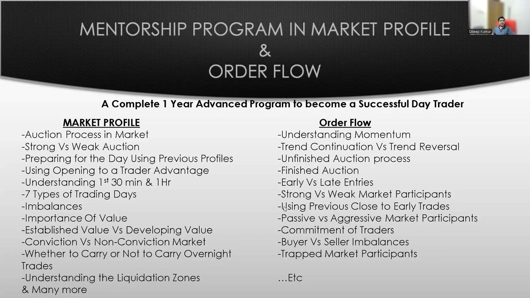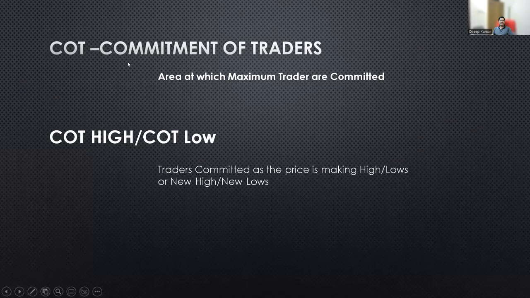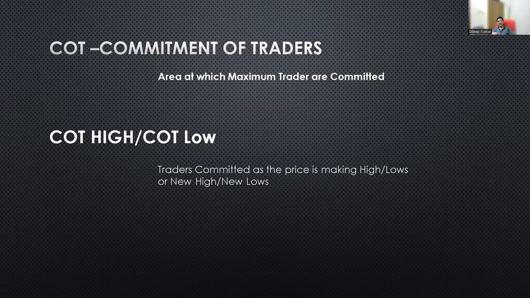So now going into the subject, what is COT? COT is nothing but the commitment of traders. It is the area at which maximum traders are committed. Let's say, for example, I am buying any product at 100 rupees, and along with me, many traders are buying at the same price, 100 rupees. Why are we buying at 100 rupees? As traders, we want to make profit. When I buy at 100 rupees, I want to sell at least a rupee higher, say 101, 102, 103. So if the maximum amount of traders are committed at 100 rupees, it means the prices are supposed to, not necessarily, but supposed to go to much higher prices. That is what commitment of traders means.